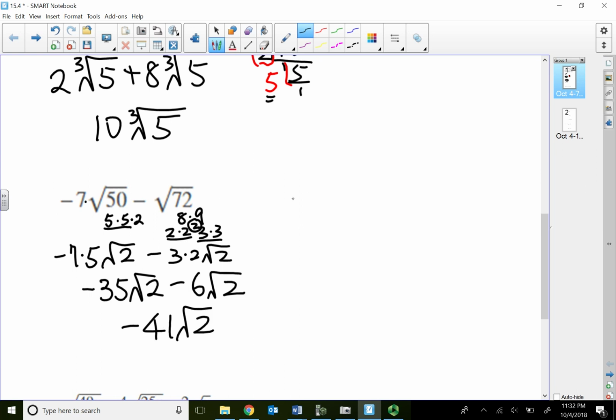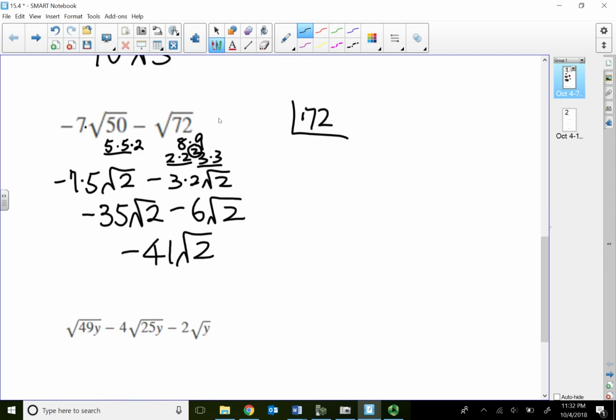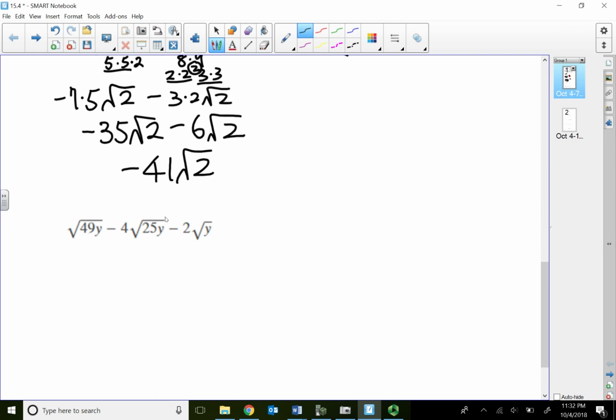So you can break it down on the side, or you can break it down right below. However you want to write it out, that will be fine. So to get out of square roots, we're looking for 2 of the same number to go outside.